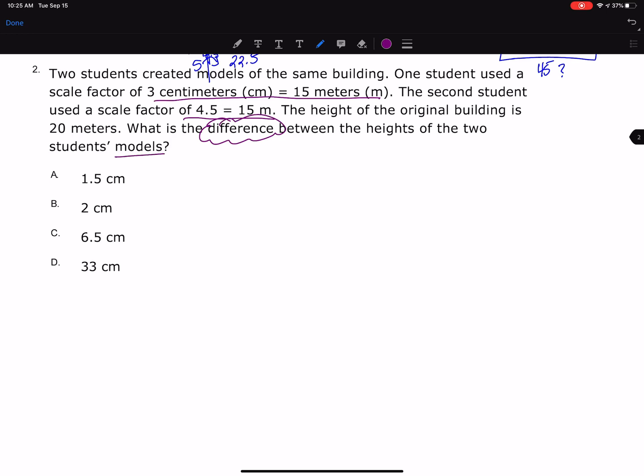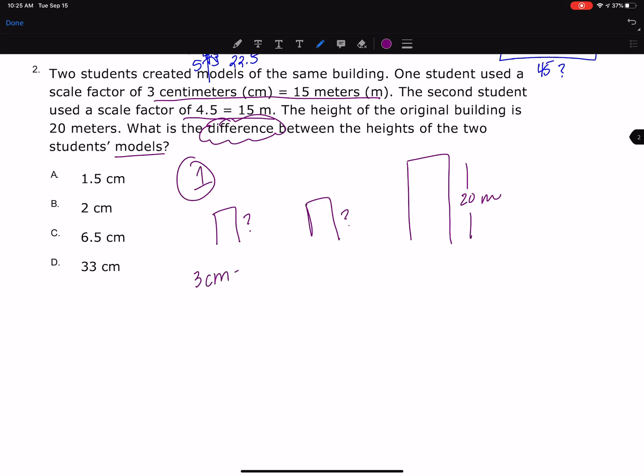So I know that I have my original building, and the height here is 20 meters. I know that I have two models, and I don't know what their heights are. But I do know that student 1 used a scale of 3 centimeters equals 15 meters. And then I know that student 2 used 4.5 centimeters equals 15 meters. So remember how Miss Manning likes to draw her tables just to kind of keep me straight. And because there's two different models, I'm drawing two different tables.